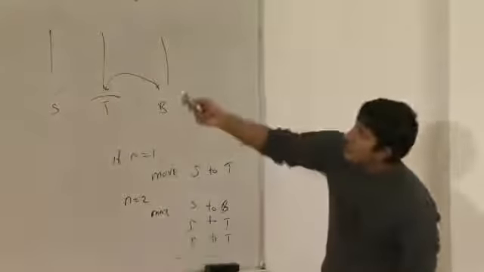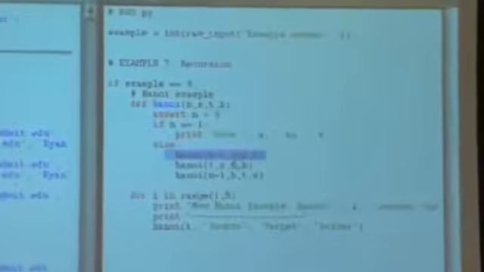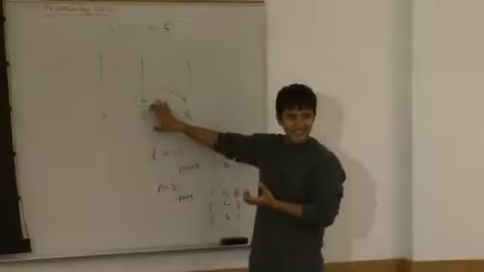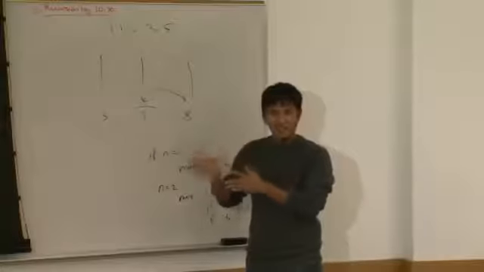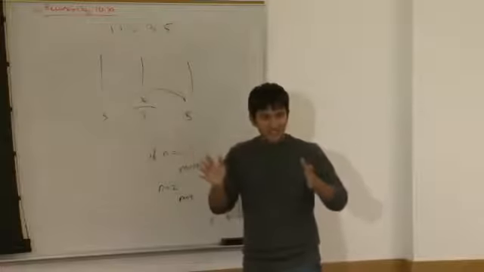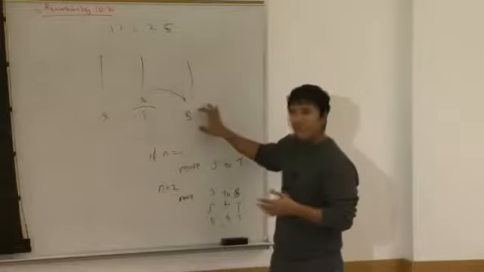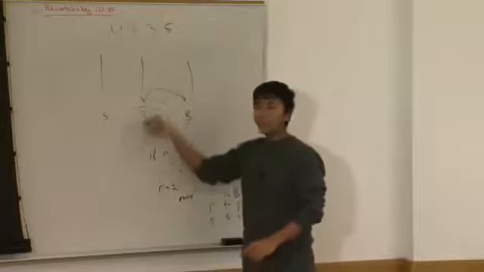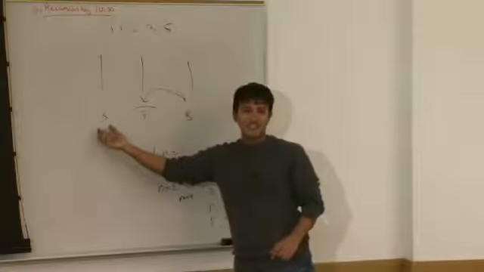Okay, so that's why in this line, I'm using source as source, but the second argument, which should have been the target, is now buffer, because my current target is buffer for the top n-1 disks. But my buffer is now the target, because I can use the target as buffer for that movement. Then I moved from source to target, the last big disk. Okay? For that, I can use buffer as my buffer. Then finally, I bring back from buffer to target using source as my buffer.